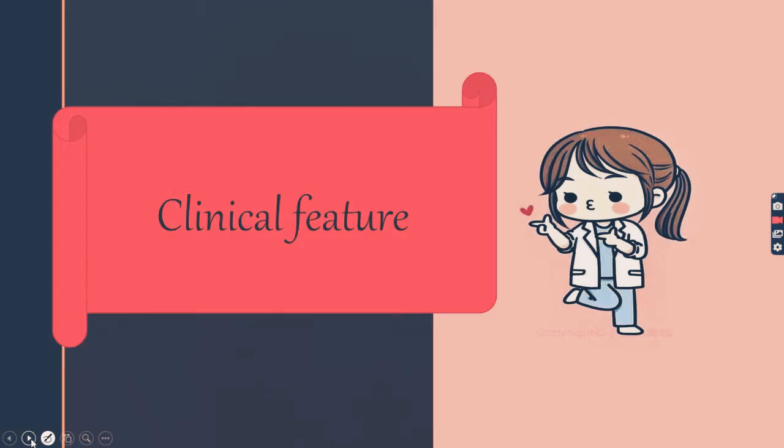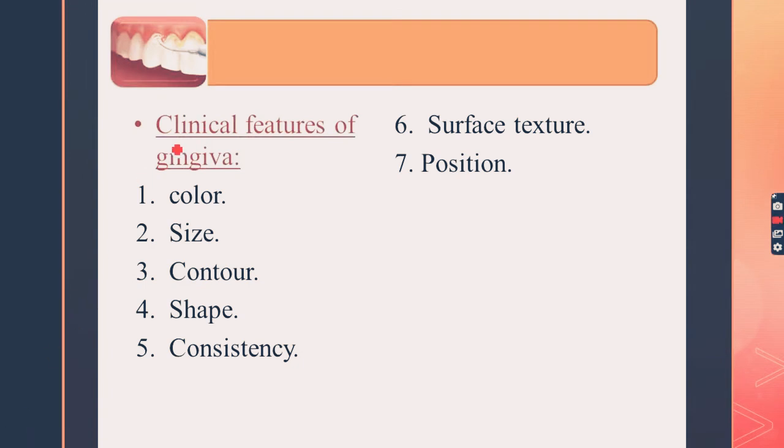Now come to clinical feature. Mainly the clinical feature of gingiva depends on, and mainly it includes color, size, contour, shape, consistency, surface texture and the position. This is the important clinical feature of the gingiva. One by one, I will tell you the color, size, contour, shape, consistency, surface texture and position of the gingiva.